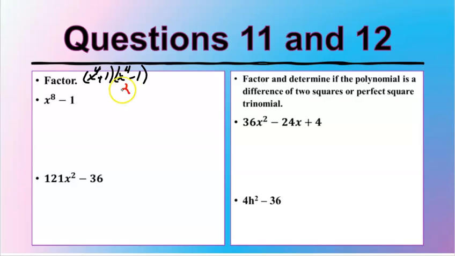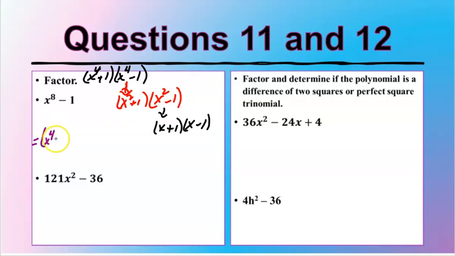Now this next part, it still has a difference of two squares, so I can break that apart. So the square root of x to the fourth is x squared, plus 1 times x squared minus 1. And then I also have a difference of two squares here, which would be x plus 1 times x minus 1. So that gives us an answer of x to the fourth plus 1 times x squared plus 1 times x plus 1 times x minus 1.